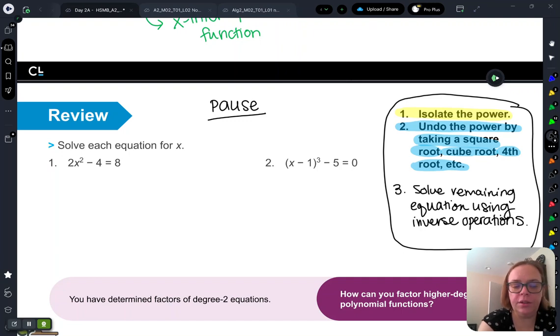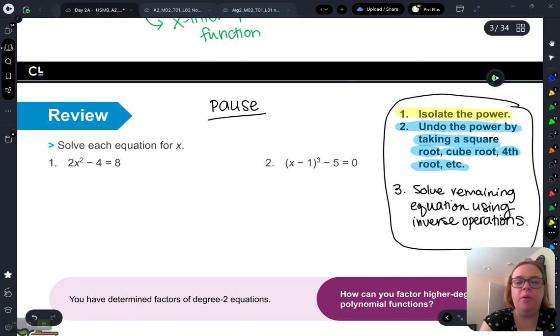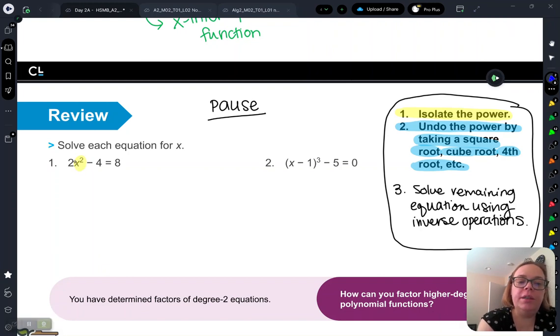Okay, so let's go ahead and show you how to do these. For number 1, we have 2x squared minus 4 is equal to 8. So the first step was to isolate the power, which is the x squared. So isolating a power means to undo what's happening to it. Just like in any equation, you're doing inverse operations. So I see we're multiplying by 2 and we're subtracting 4. You do want to undo them in the reverse order. So we're going to start by adding 4 to both sides.